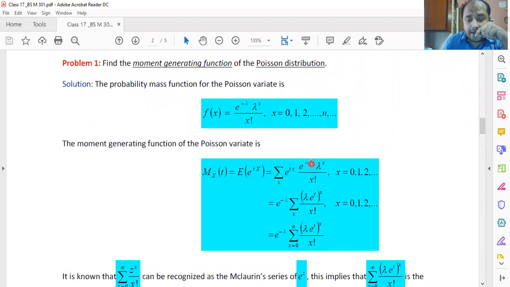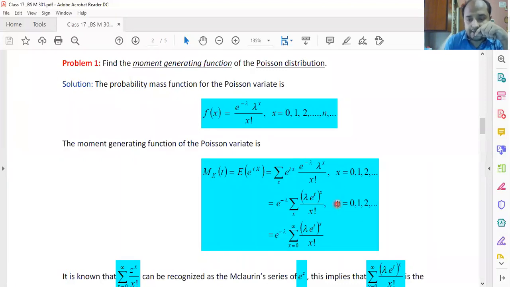Then e to the power minus lambda is constant. That will be taken outside the summation sign. And you see that lambda and e to the power t, both of them have been raised to power x. So by the theory of exponents, lambda to the power x into e to the power tx can be represented as lambda into e to the power t, whole thing to the power x, by x factorial, where x runs from 0, 1 up to infinity. That is the domain of the Poisson variate.